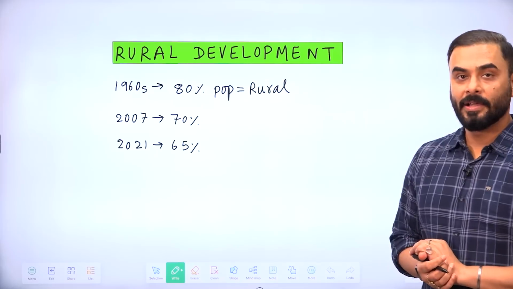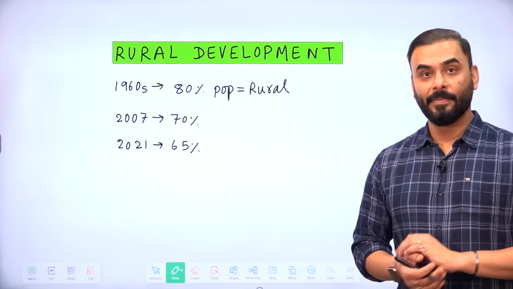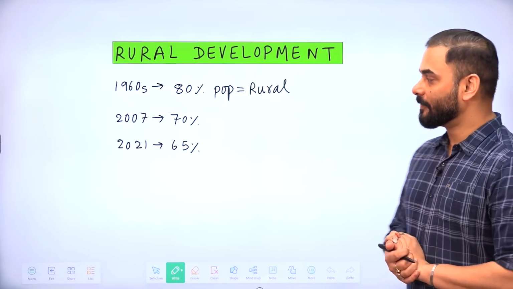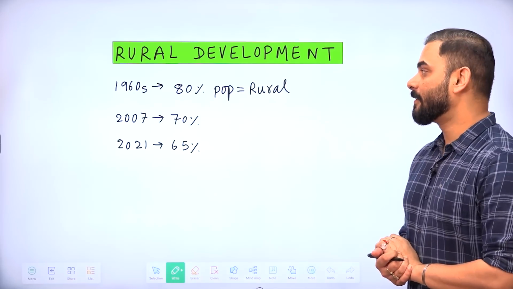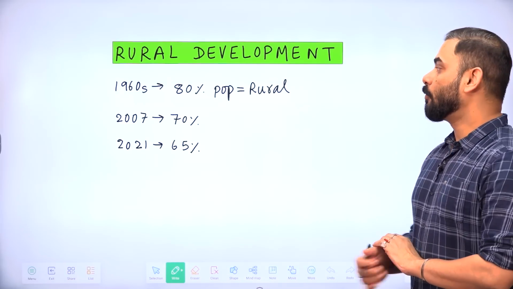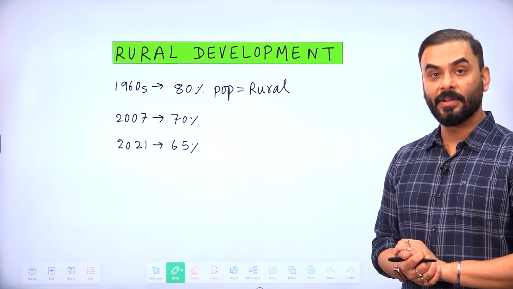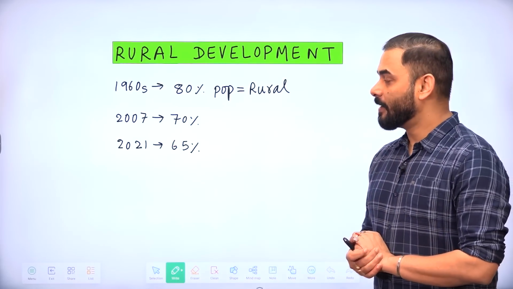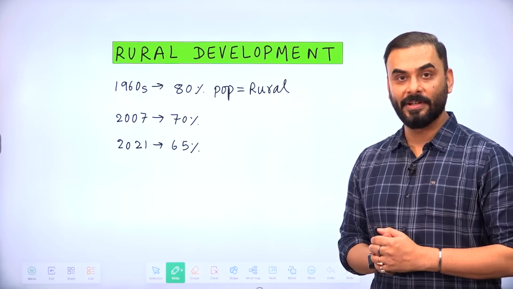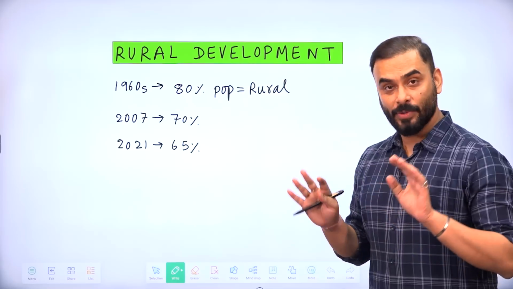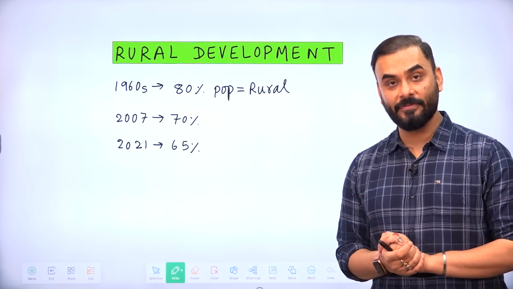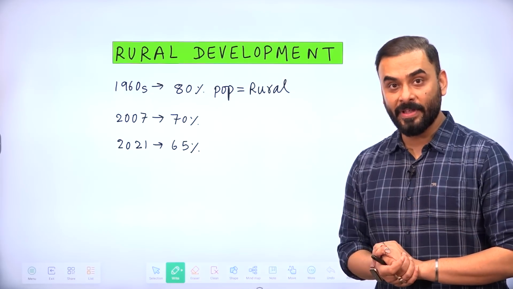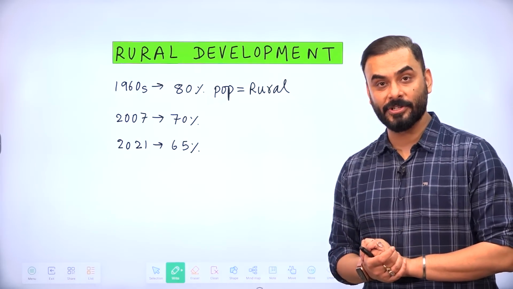Guys, now let us look at rural development, because it has been discussed in this topic of the economic survey in a detailed manner. Economic survey says that in 1960s, around 80% of our population in India was rural. As close as 2007, approximately 70% population in India was rural. And in 2021, close to 65% population in India, even today, is rural. Yes, we are becoming urban very fast, but even today, 65% population is rural.